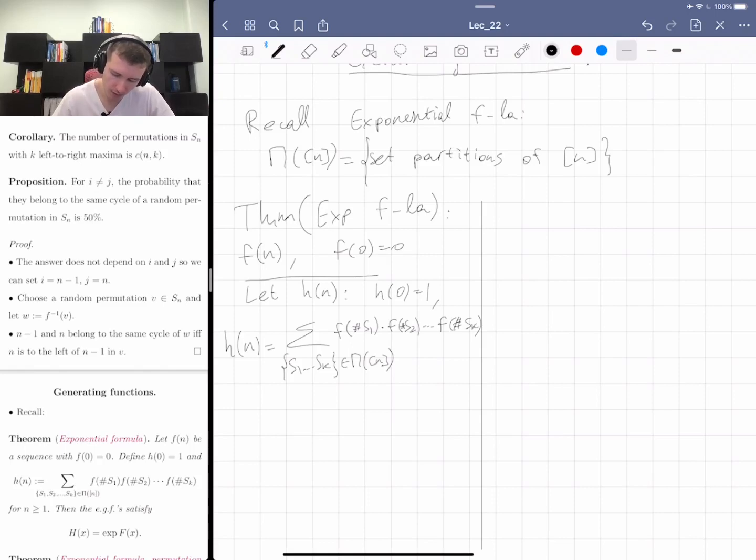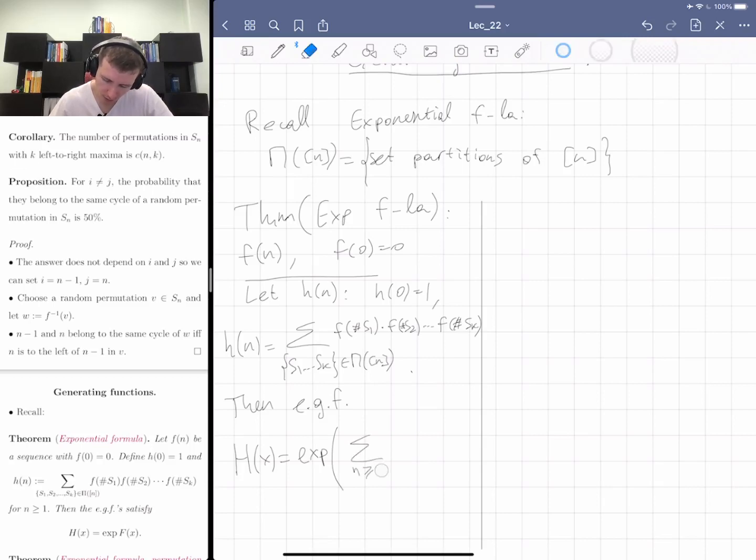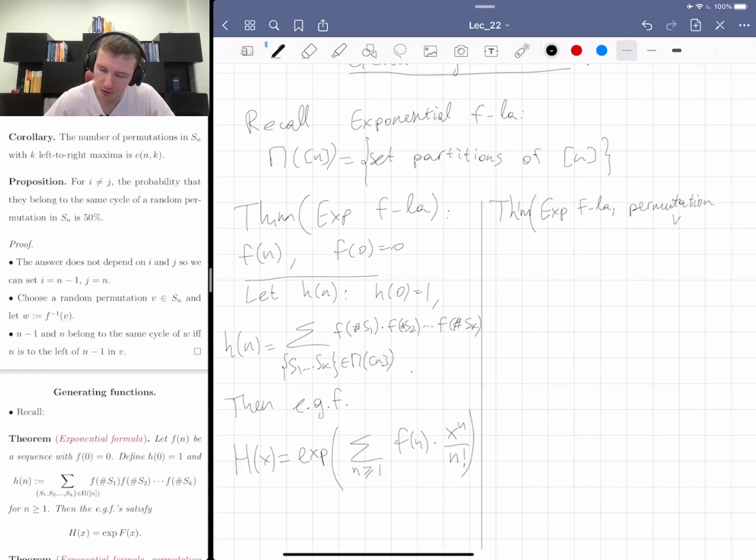and so you define h of n in this way, and then the exponential generating function of h of n is given by h of x, and it's the exponential of the exponential generating function of the f's, which I'm going to write down explicitly. F of n times x to the n over n factorial. Okay, so what I'm going to try to state on the right is another theorem, which is the exponential formula, permutation version.